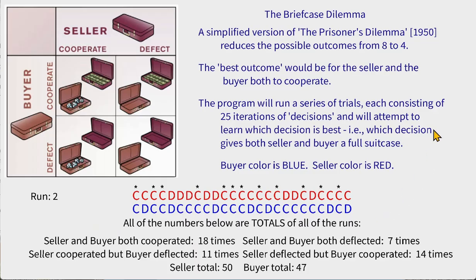Let's run it again. Okay, now we had 6 the first time, but now all these numbers are totals of all the runs, and this is run 2. So if we had 6, we must have 12 this time. Let's count them. 1, 2, 3, 4, 5, 6, 7, 8, 9, 10, 11, 12. There they are. Okay, let's do it again. Run 3. We had 18, and this time it's 28, so we must have 10 this time. 1, 2, 3, 4, 5, 6, 7, 8, 9, 10. Indeed we do.